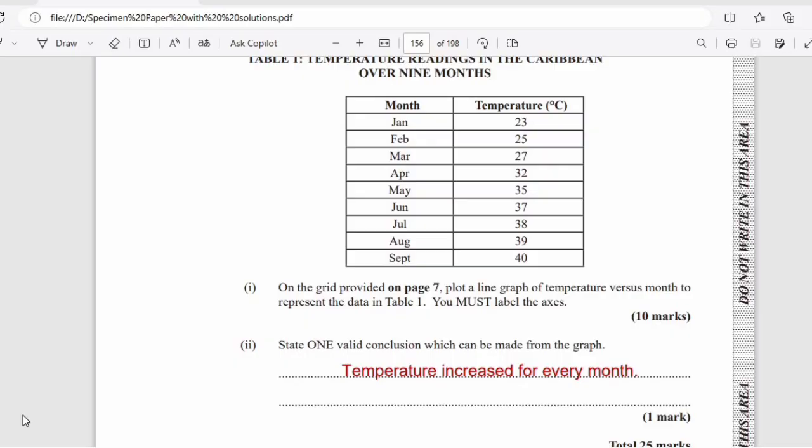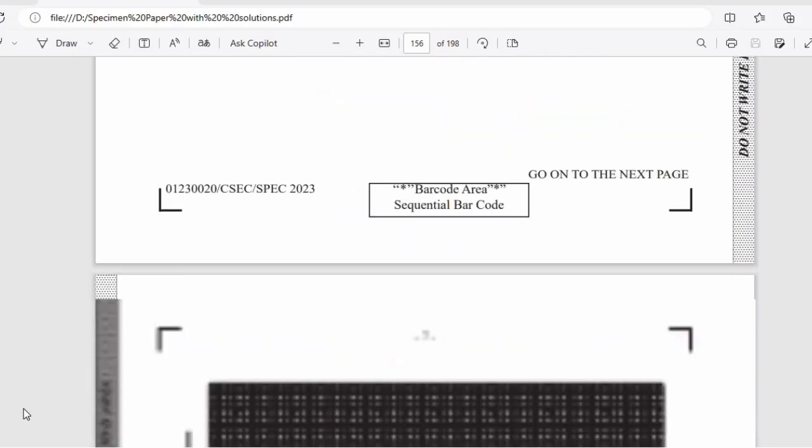And the next part of the question actually says, state one valid conclusion which can be made from the graph, but honestly you can look at the table and see that conclusion. Look at the temperature reading straight through from January to September: 23, then 25, 27, 32, 35, 37, 38, 39, 40. The overall conclusion would be that temperature increased for every month from January to September, and that's for 1 mark. So let's go to this 10-mark graph.